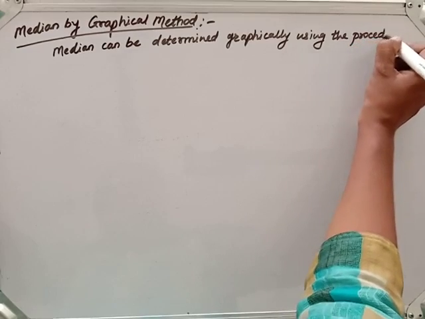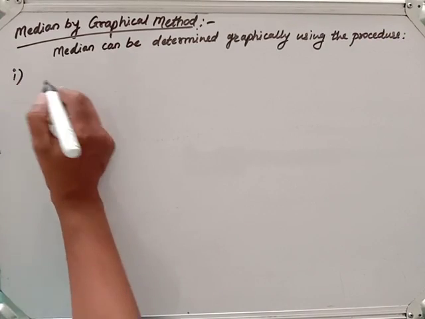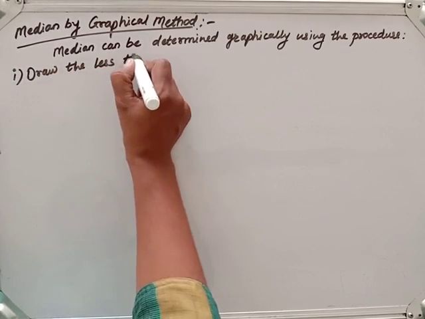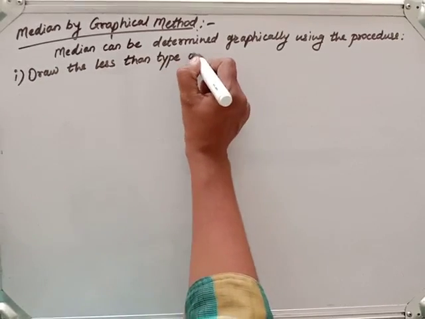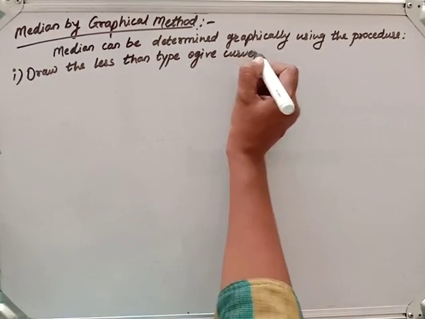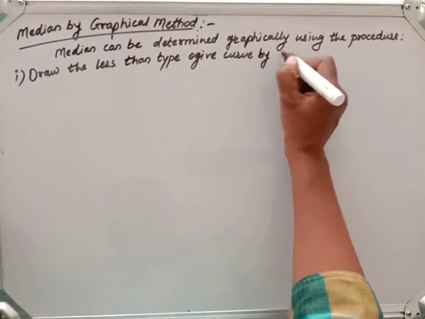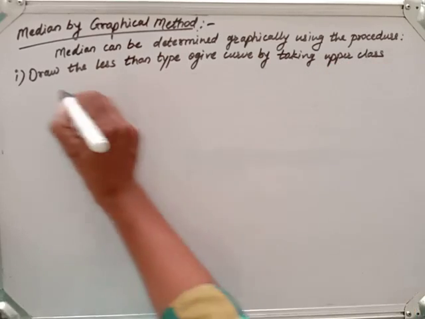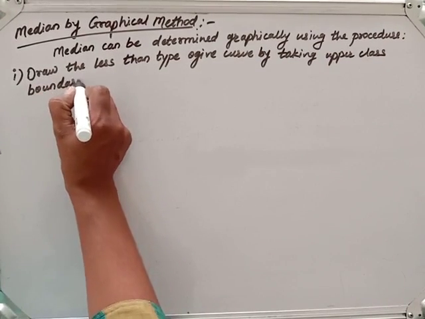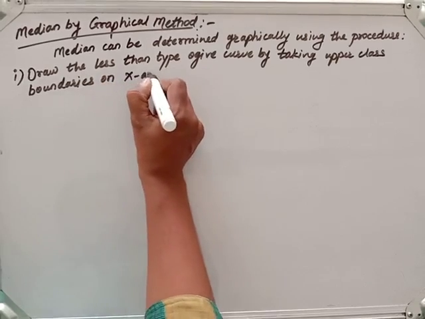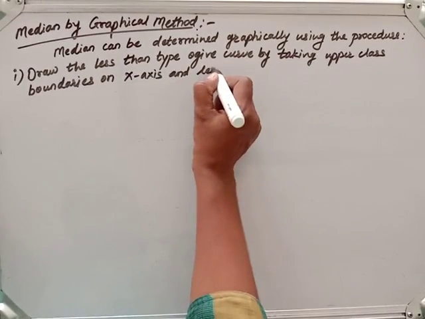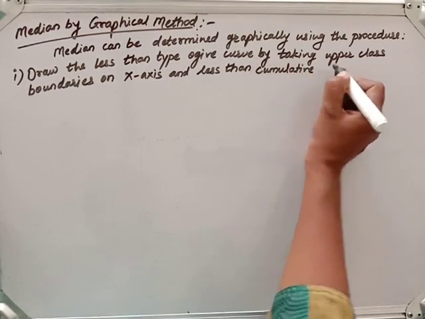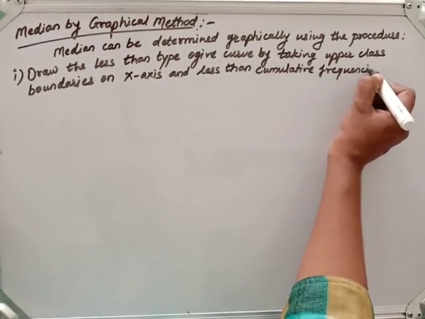Using the procedure, the first step is that draw the less than type ogive curve or less than type cumulative frequency curve by taking upper class boundaries on x-axis and less than cumulative frequencies on y-axis.